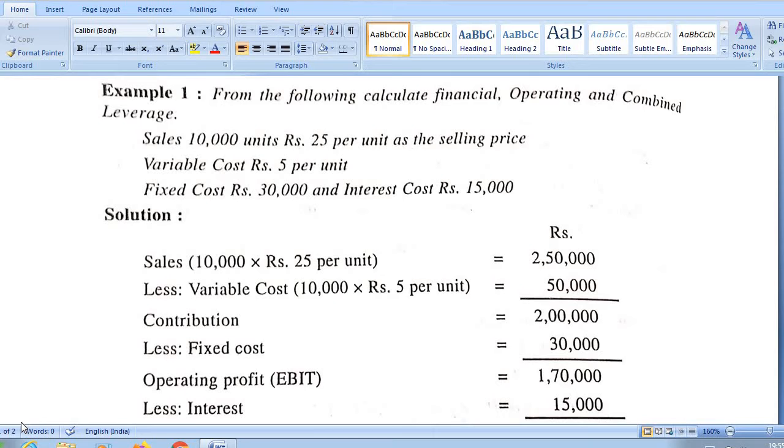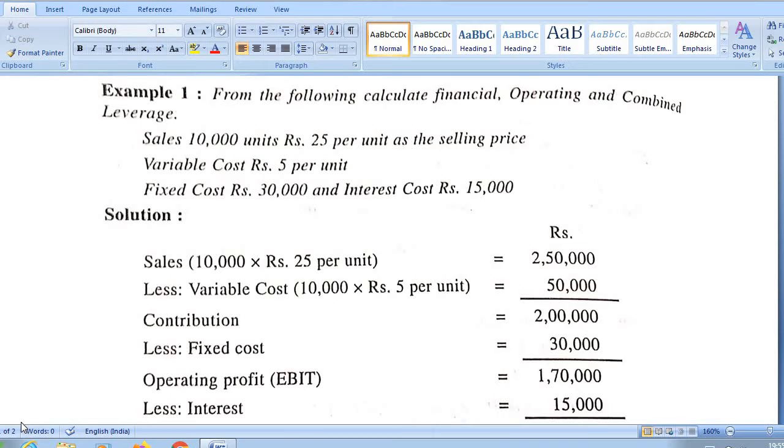Today, I would like to explain a simple problem on leverages which can be given for 6 marks in your examination. First, let me read out the question. From the following, calculate financial, operating and combined leverage.